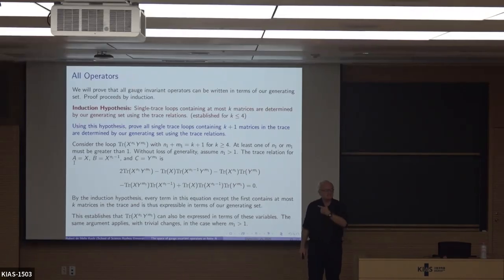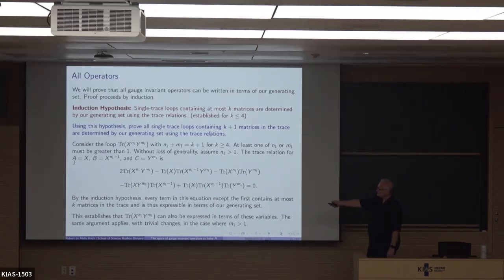I'm going to go through the details of this, and the reason for that is this shows you how all of our results were proved. It's a version of this, just with more matrices or higher n. So let's start off, and we can consider this gauge invariant operator.